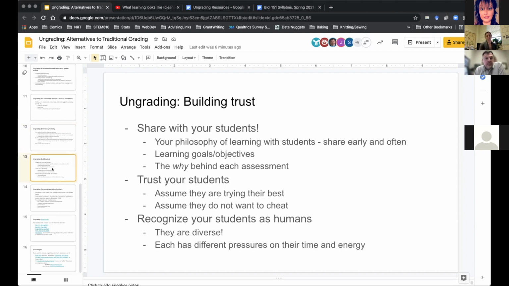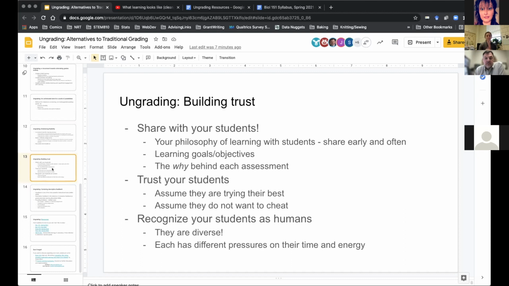How do we build trust? Lots of information here. And I encourage you to look at Angie's talk from last time as well. She had some resources as well. But one thing that Angie noted that I will also note is to share with your students. Tell them what your philosophy of learning is. Don't hide that behind any curtain. Share it early, first day of class. Share it before the first day of class if you can. Put it in your syllabus, right? Share it verbally with your students, and then come back to it.